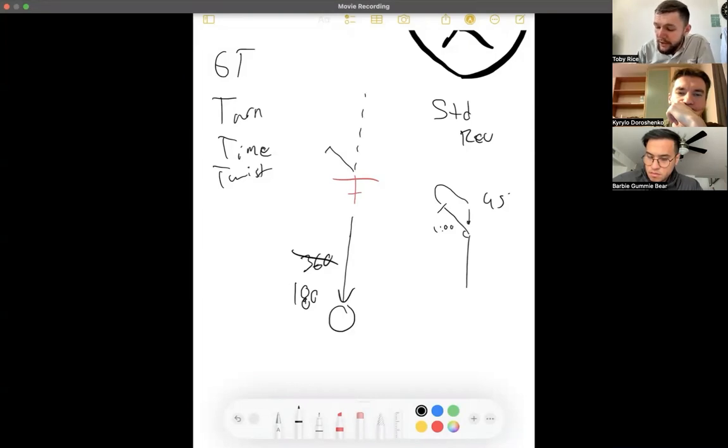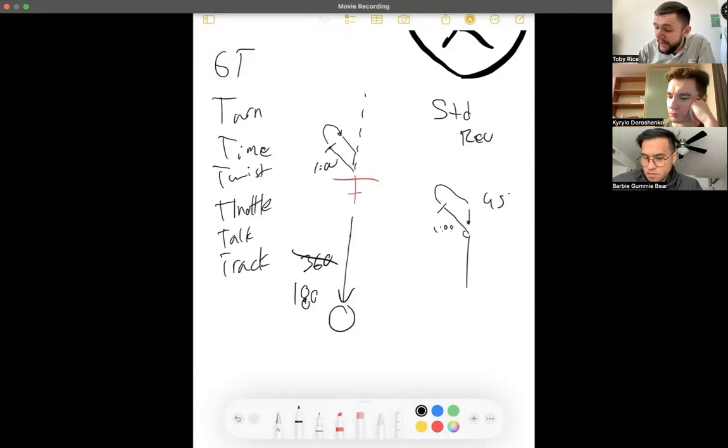Turn, time, twist, throttle. You don't need to do anything there. Talk, no talking. Tracking, no tracking needs to be done right now. You're just flying outbound for a minute. At the end of your 1 minute, turn around. No need to time. You've already twisted. No talking, no throttling. All you've got to do is join that radial and fly it in. That is a standard course reversal. Painfully easy.